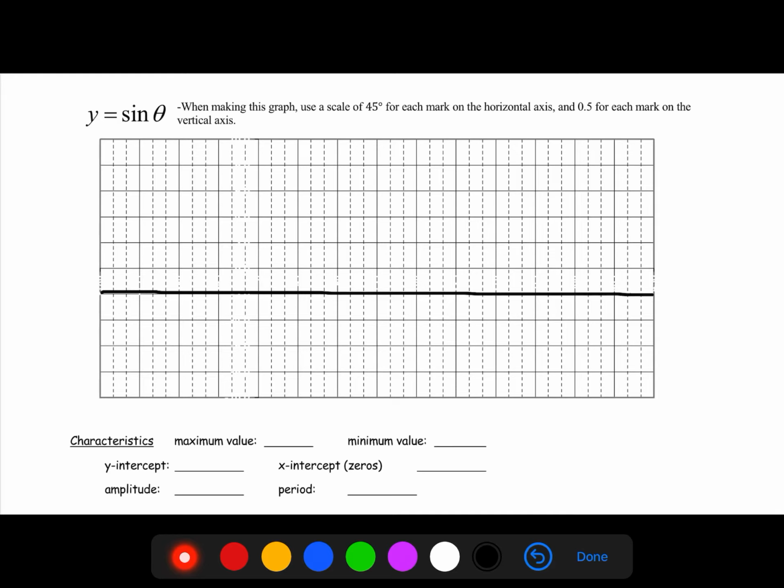So taking a look at graphing this, we're going to set up our grid.